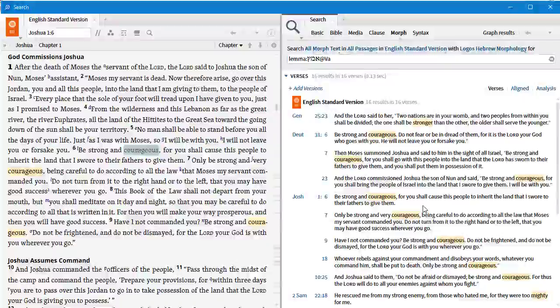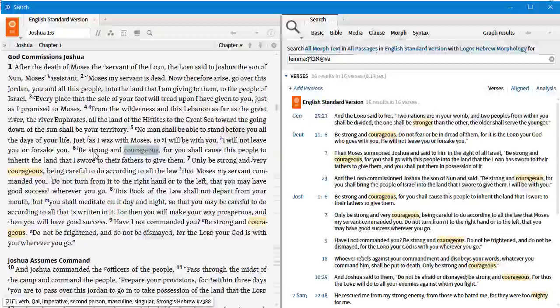Now, we can do the exact same thing with the word strong. We can right-click on it, get its lemma, and do the very same search. And that's going to give us another kal search, because this one is also, if you take a peek at that one, it's going to be in kal as well.